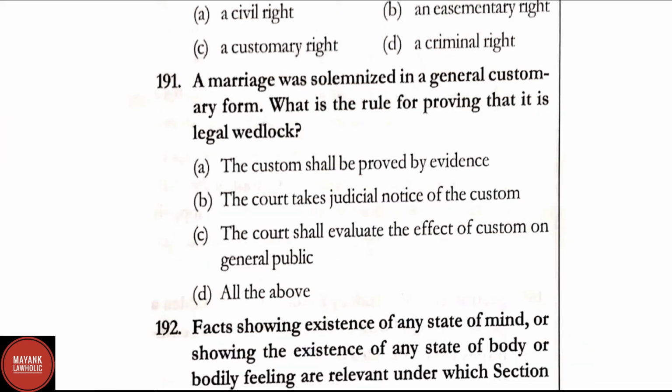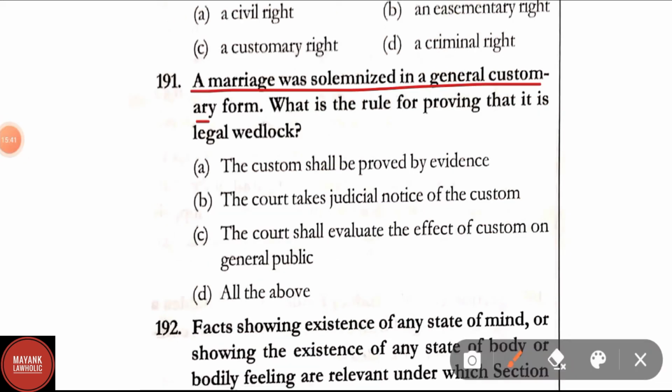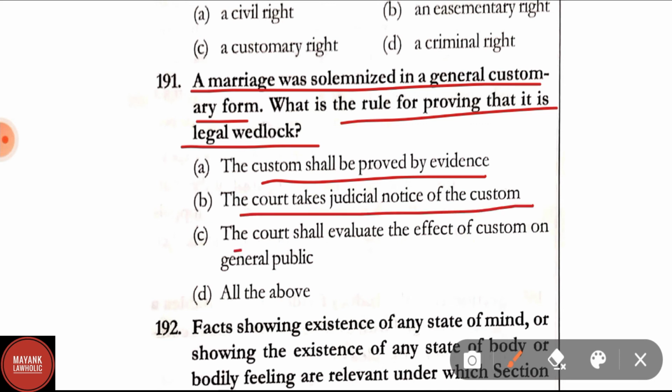Question number 191. A marriage was solemnized in a general customary form. What is the rule for proving that it is a legal wedlock? Option A, the custom shall be proved by evidence. Option B, the court takes judicial notice of the custom. Option C, the court shall evaluate the effect of custom on the general public. And option D, all of the above. Correct answer is option D, that is all of the above.